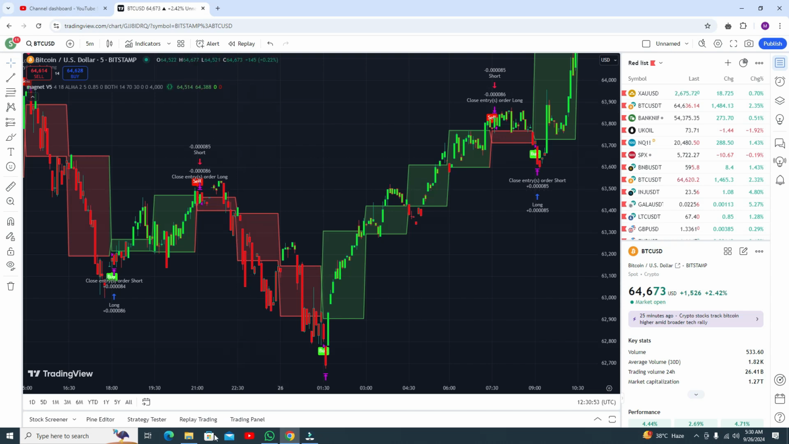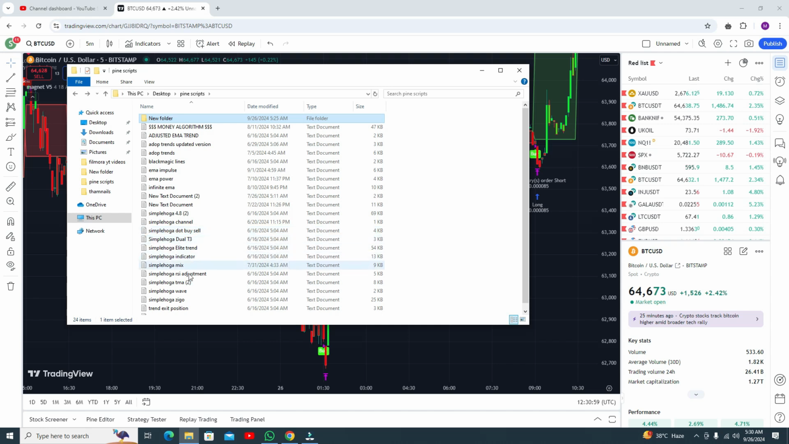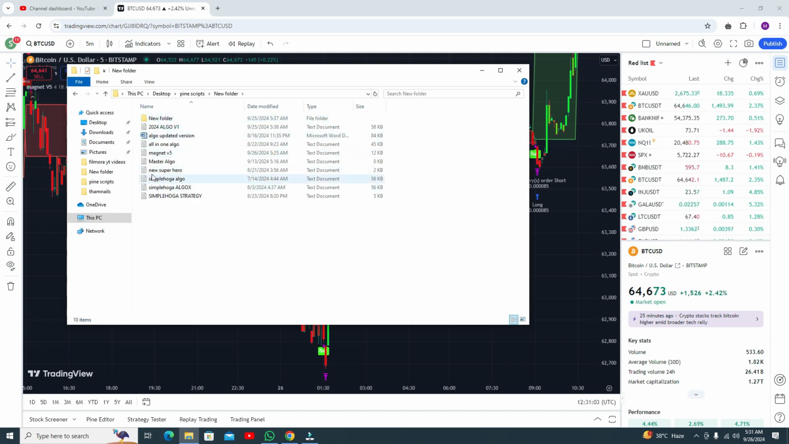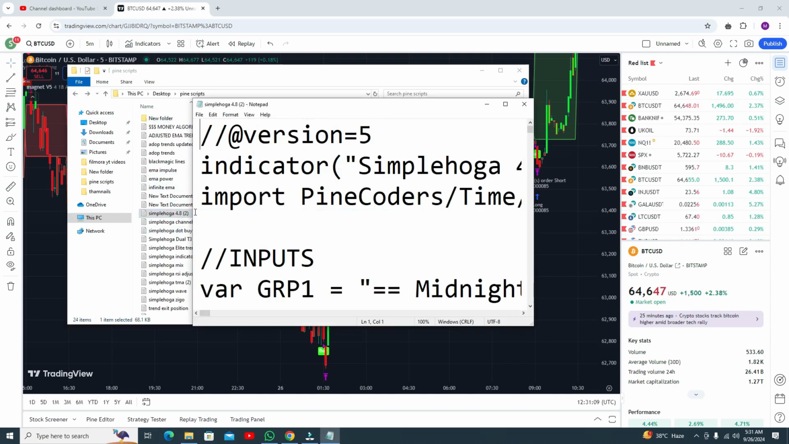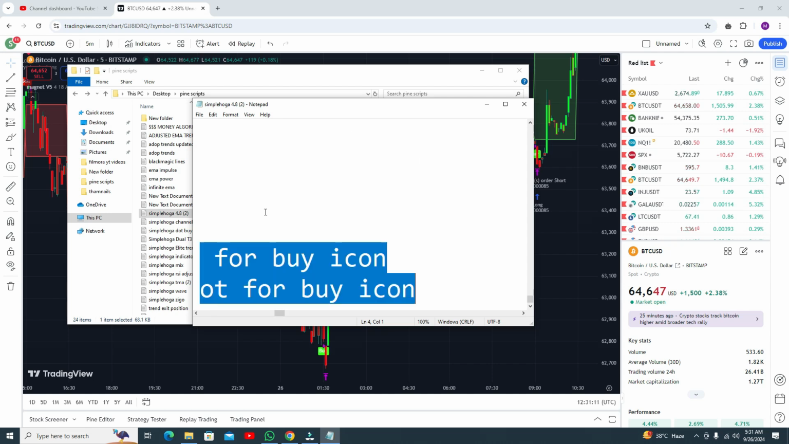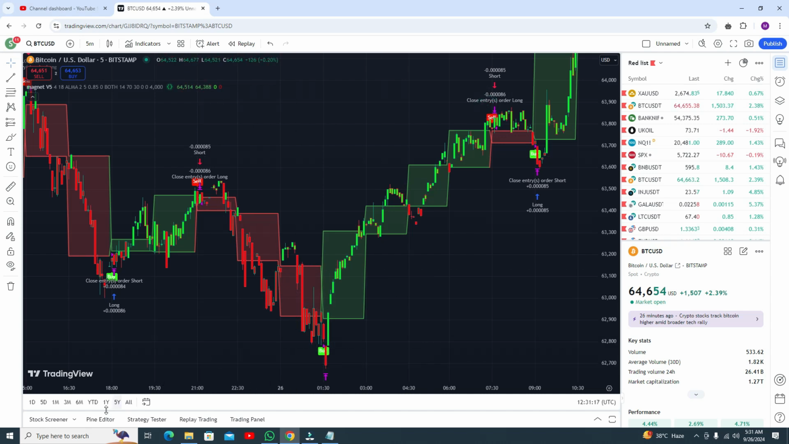And now let me add one more indicator. Here you have to watch it. This indicator, Magnet V5, is this one. I need to use simple logger 4.8. Press Ctrl+A, Ctrl+C, copy all my code. Then you need to go to the Pine Editor.